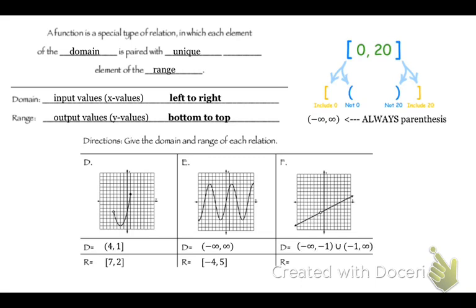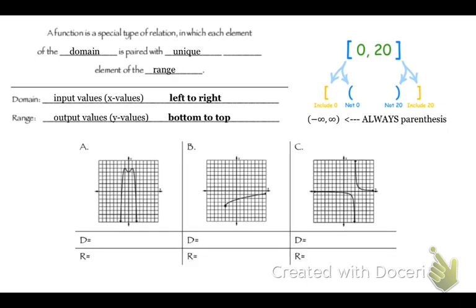The domain here is negative infinity to -1. And anytime you have a jump, that U means a union. It kind of stands for and. So it goes from negative infinity to -1 and from -1 to infinity. Range, negative infinity to -2 and -2 to infinity.